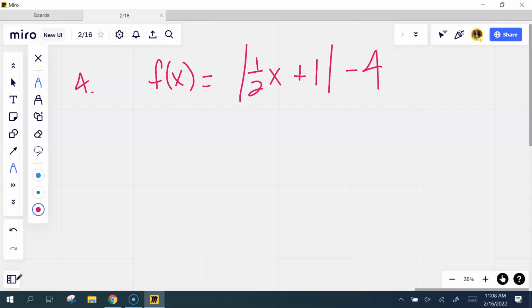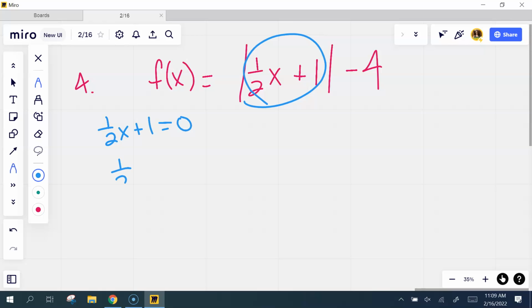What do I need to do? Set it to 0. That's right. Set just what's in these parentheses, just what is in those brackets, to 0. So 1/2 x plus 1 equals 0. What do I do first to solve that for x?